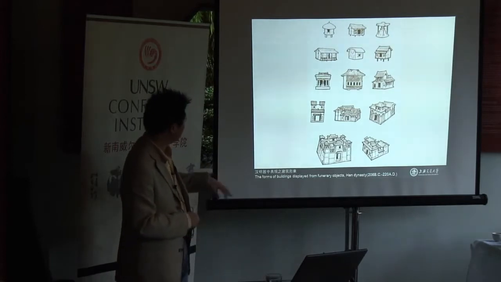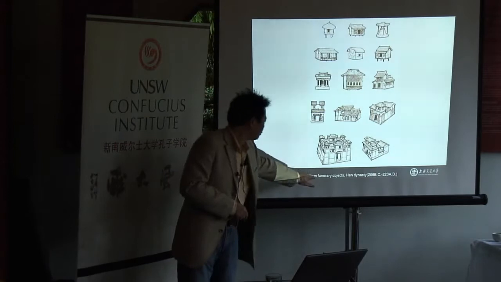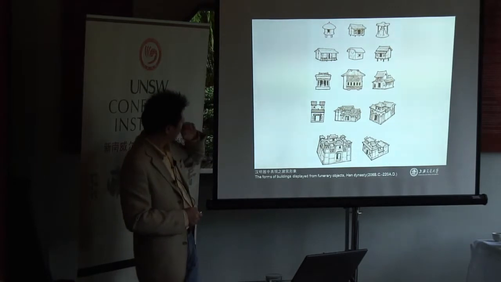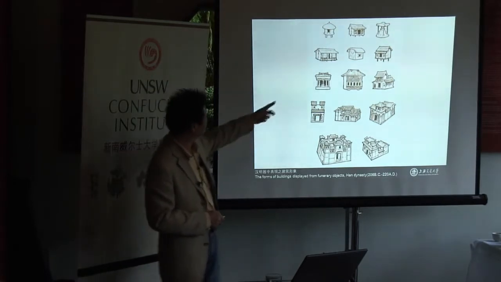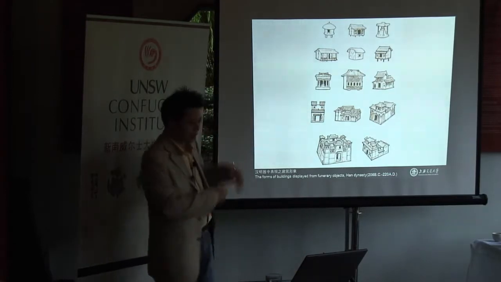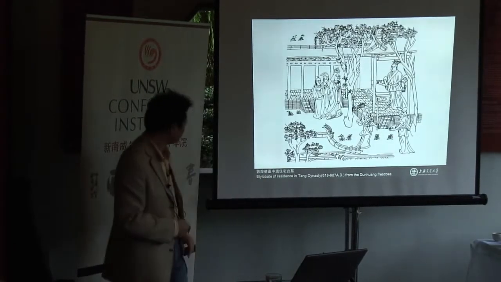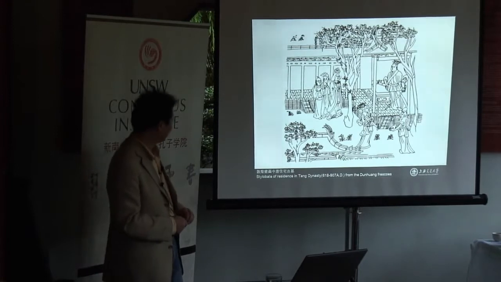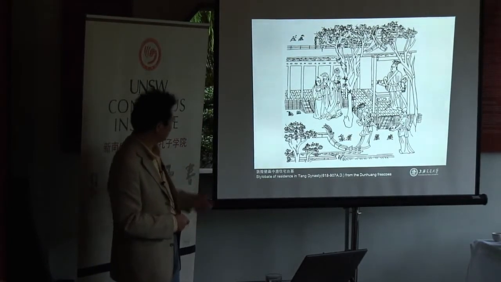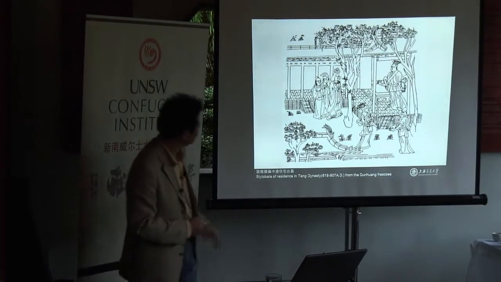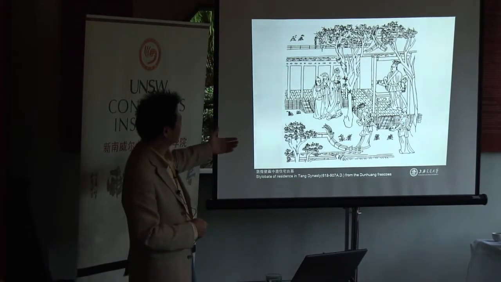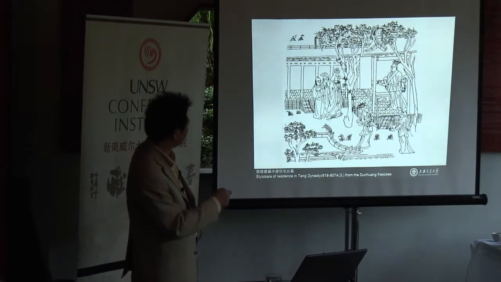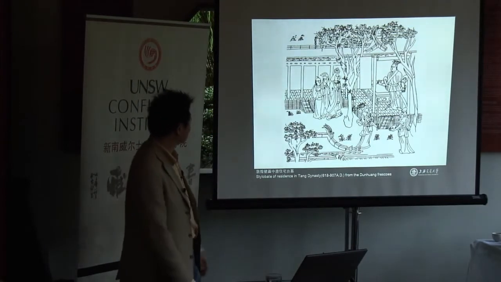This shows the display of funerary objects from the Han Dynasty, 2,000 years ago in China, with the kind of roof and style of the buildings. This picture comes from Dunhuang in the Tang Dynasty. Actually, it's a mural. We can find some of the living style of ancient Chinese people in the Tang Dynasty. This is a corridor, maybe this is a hall, like this building.